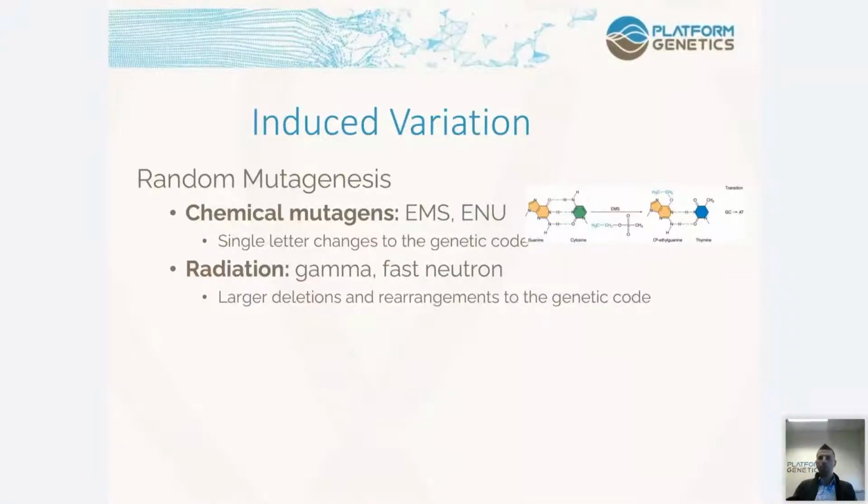Thinking about how we induce variation using random mutagenesis, there are two major buckets. Using chemical mutagens such as EMS or ENU, which typically induce single letter changes to the genetic code. And then there are also approaches that create larger deletions and rearrangements to the genetic code. But typically, a lot of our energy and our expertise is around that first bucket of chemical mutagens.